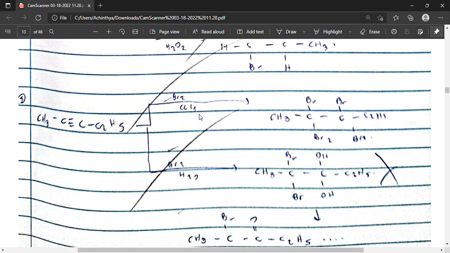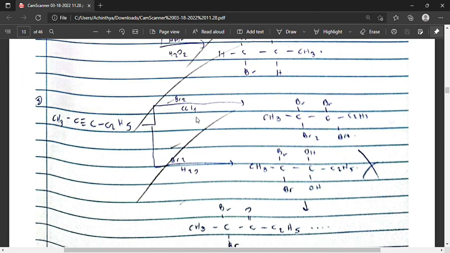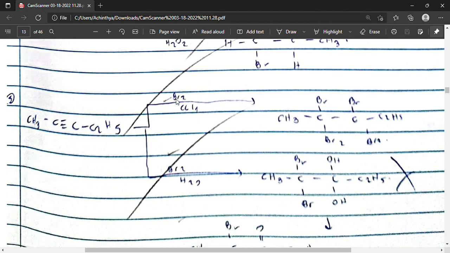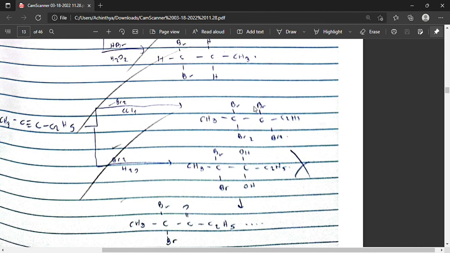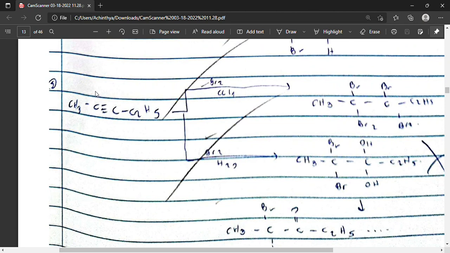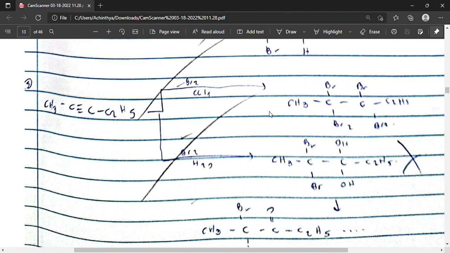Here's another reaction we can do, which is basically the bromination of it. If we were to add Br2 in CCl4, basically 4 bromines will be added to the alkyne, 2 for this carbon and 2 for this carbon, and it will produce this.